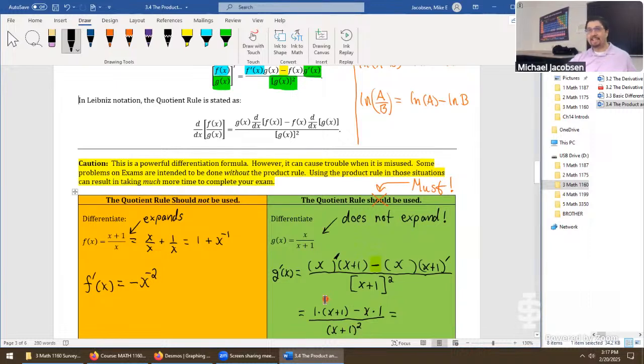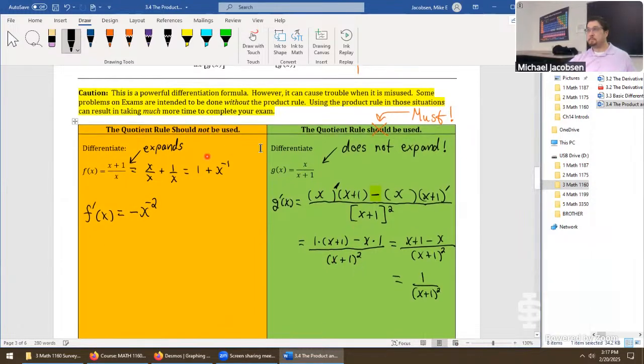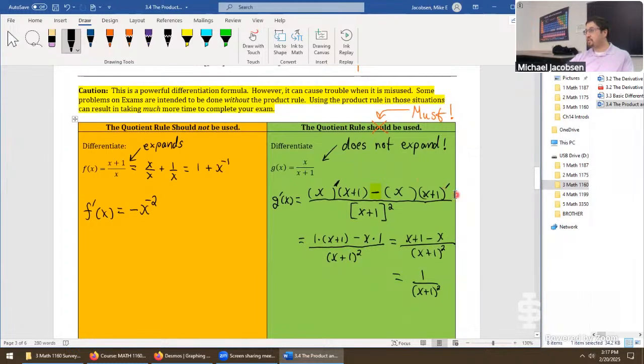But does it look like anything cancels? This is 1 times x plus 1, so just x plus 1. Then minus x, divided by x plus 1 squared. That means the whole thing is just 1 over x plus 1 to the power 2. So that's how the quotient rule goes. The numerator is just like the product rule with a minus, and then don't forget to square whatever the bottom function was. And then we're not doing anything too different beyond that point.